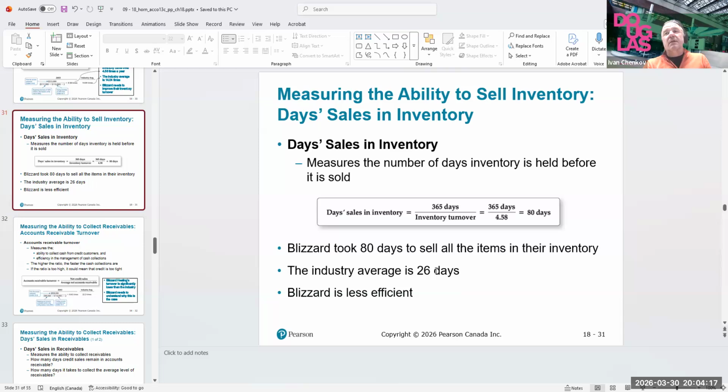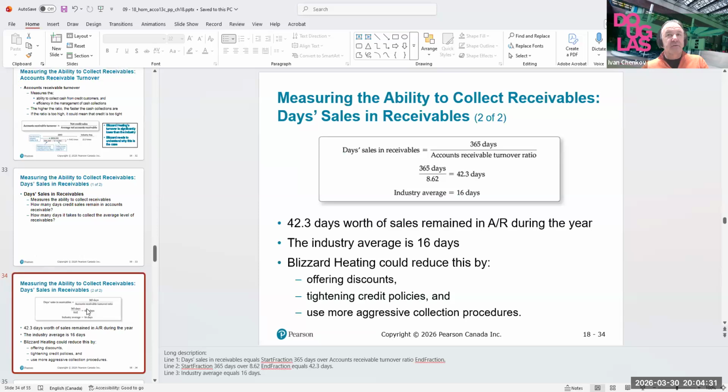Everyone in the industry takes 26 days to sell their inventory. For us, that takes 80 days. We're not in good shape. How about accounts receivable collection on the net credit sales? We're collecting in 42.3 days. It takes us 42 days to collect our credit sales. Everywhere in the industry, they're collecting in 16 days. Is that good for our company?